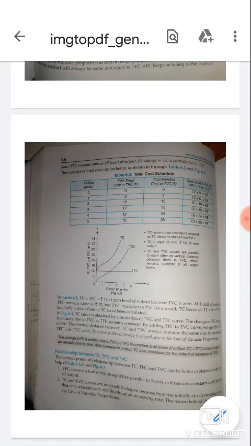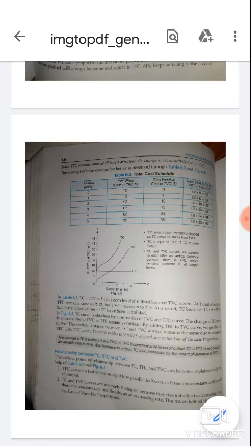Good morning, dear student. In the previous classes, I have taught you about the two costs, that is TFC and TVC, or total fixed cost and total variable cost. Today, in this class, I am going to teach you about the third cost, that is the total cost.